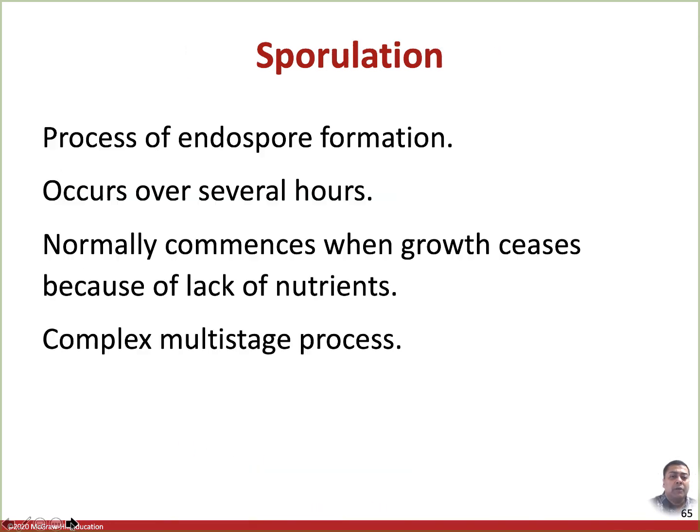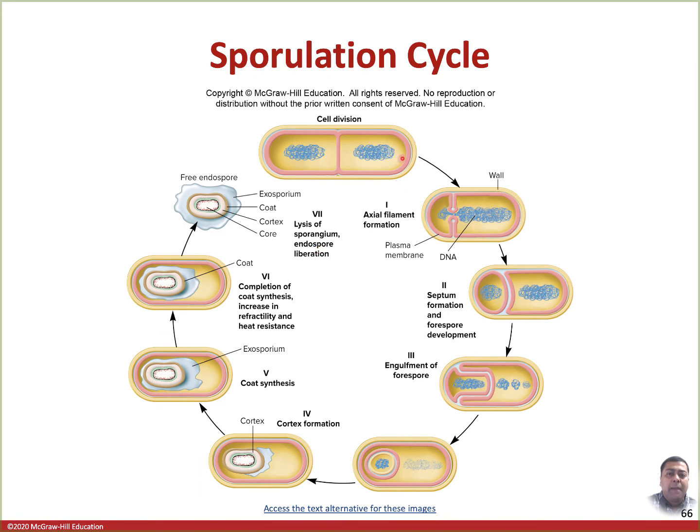We are going to see how this is formed. The formation of the endospore is known as sporulation. The process of endospore formation occurs over several hours and normally commences when growth ceases because of a lack of nutrients. It's a multi-stage process. The cell divides into two compartments, and you can see that an axial filament is formed, which divides the cell into two unequal compartments.